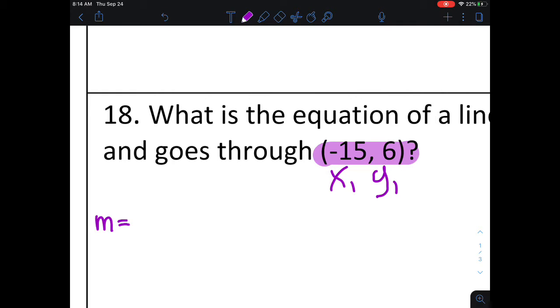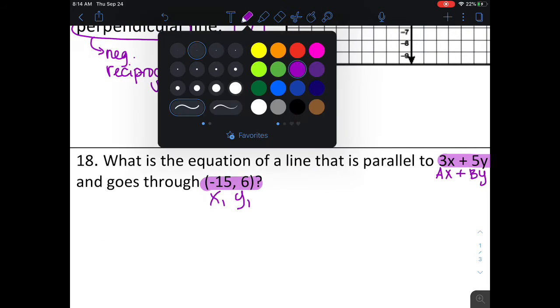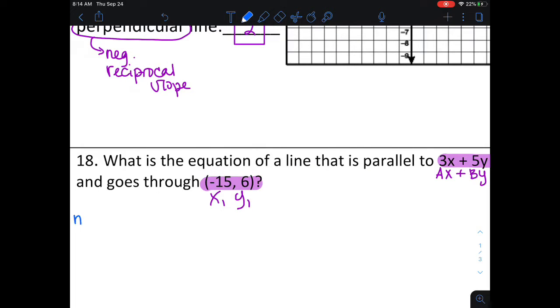Now, normally we would do rise over run, y2 minus y1 over x2 minus x1, all that stuff. But we don't have a y2 or a y1. We don't have a graph. So we're going to have to use negative a over b because we have a standard form equation, and that's all we have. Sometimes it be like that. All right, I'm just going to use a different color. So m equals negative a over b.